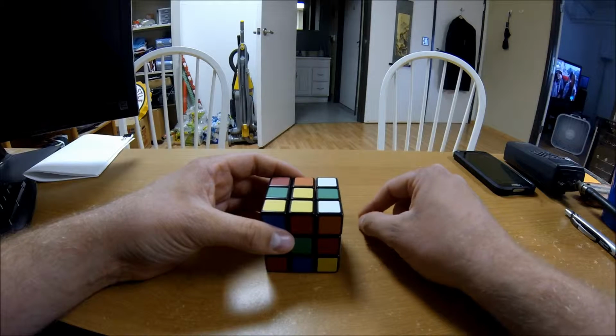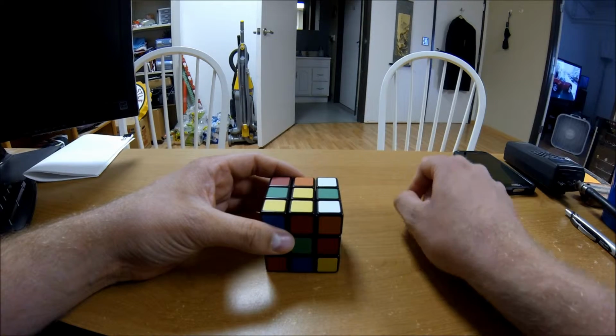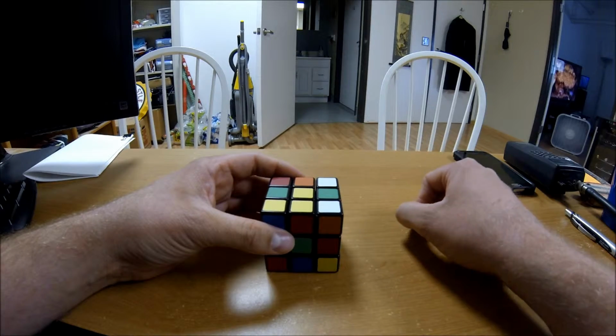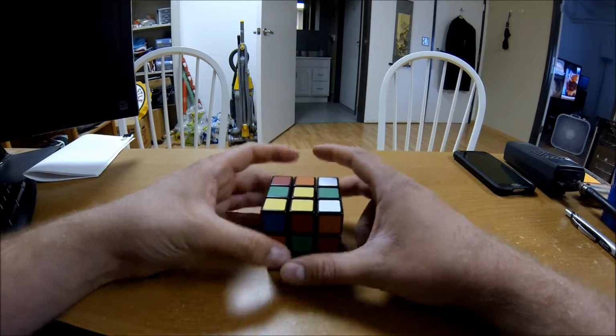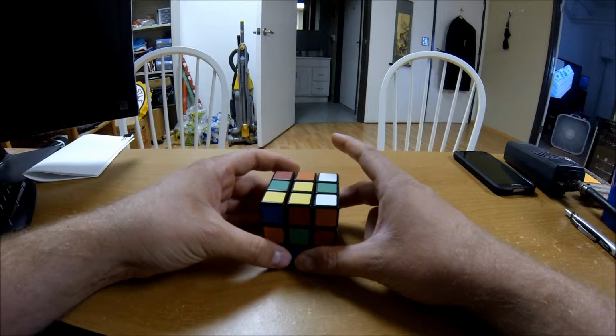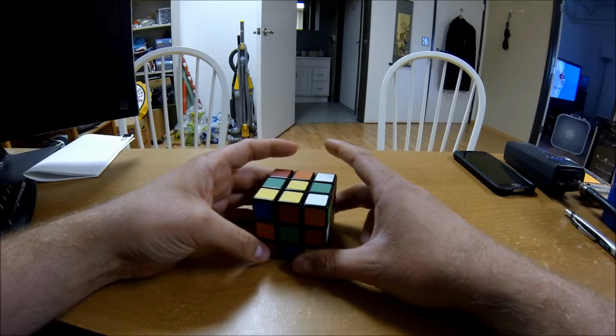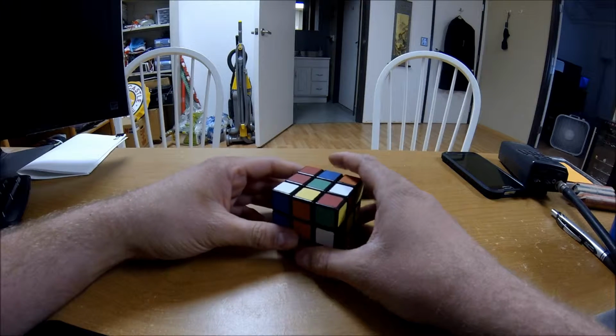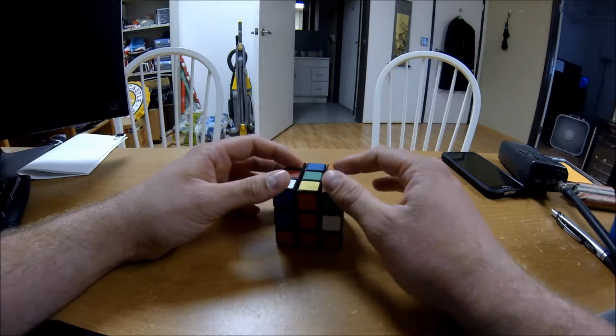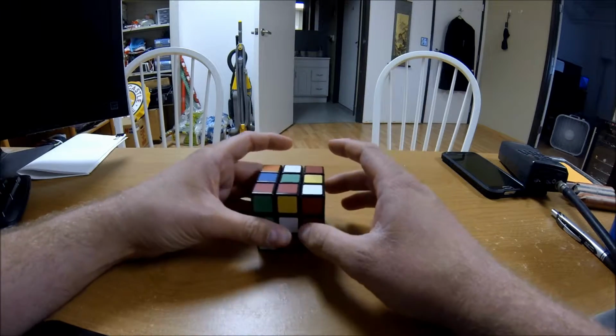In the sequences that you're going to need to know, they're going to be shorthand. So it'll say F or FI, meaning front or front inverse. There are 7 sequences to know. It's very simple, and again, write them down. So at this time, I'll go ahead and put them up on the screen. Okay, so hopefully you wrote down the sequences, and we'll go ahead and start.